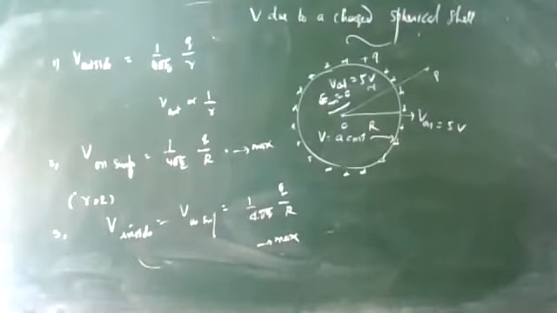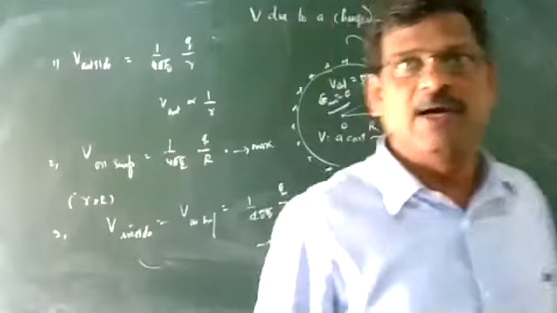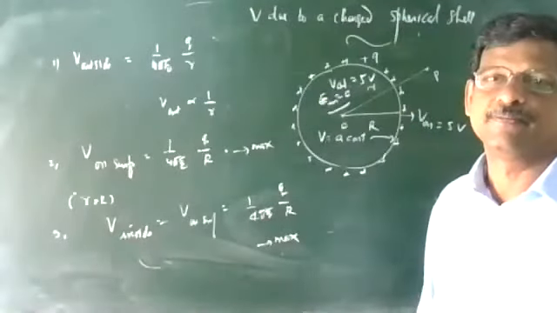So outside is as if the entire charge is concentrated at the center. On the surface and inside the value is the same, equal to 1/4πε0 times Q divided by capital R. Capital R is the radius of the sphere.